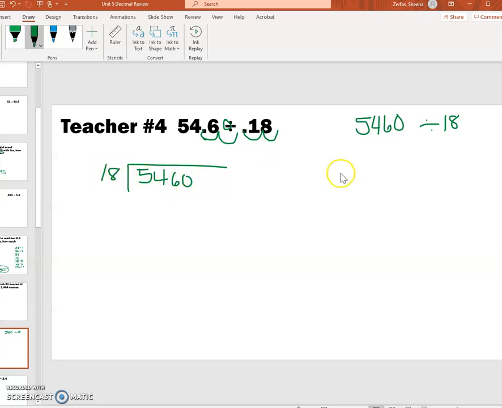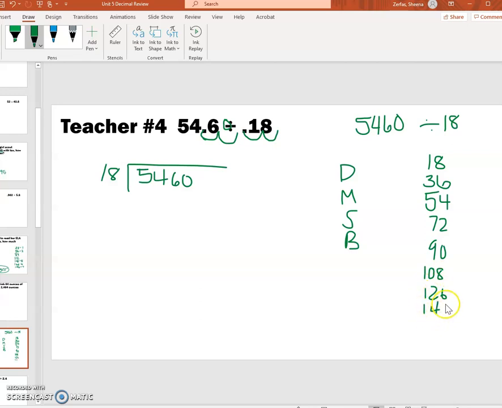Again, before I try to divide, just following those basic steps, I'm listing out my multiples. So 18 times 1, 18 times 2, 18 times 3. Again, you can use a calculator at this point. So 18 times 4 is 72. 18 times 5 is 90. 18 times 6 is 108. 18 times 7, 126. 18 times 8, 144. And I can stop my list at 18 times 9.